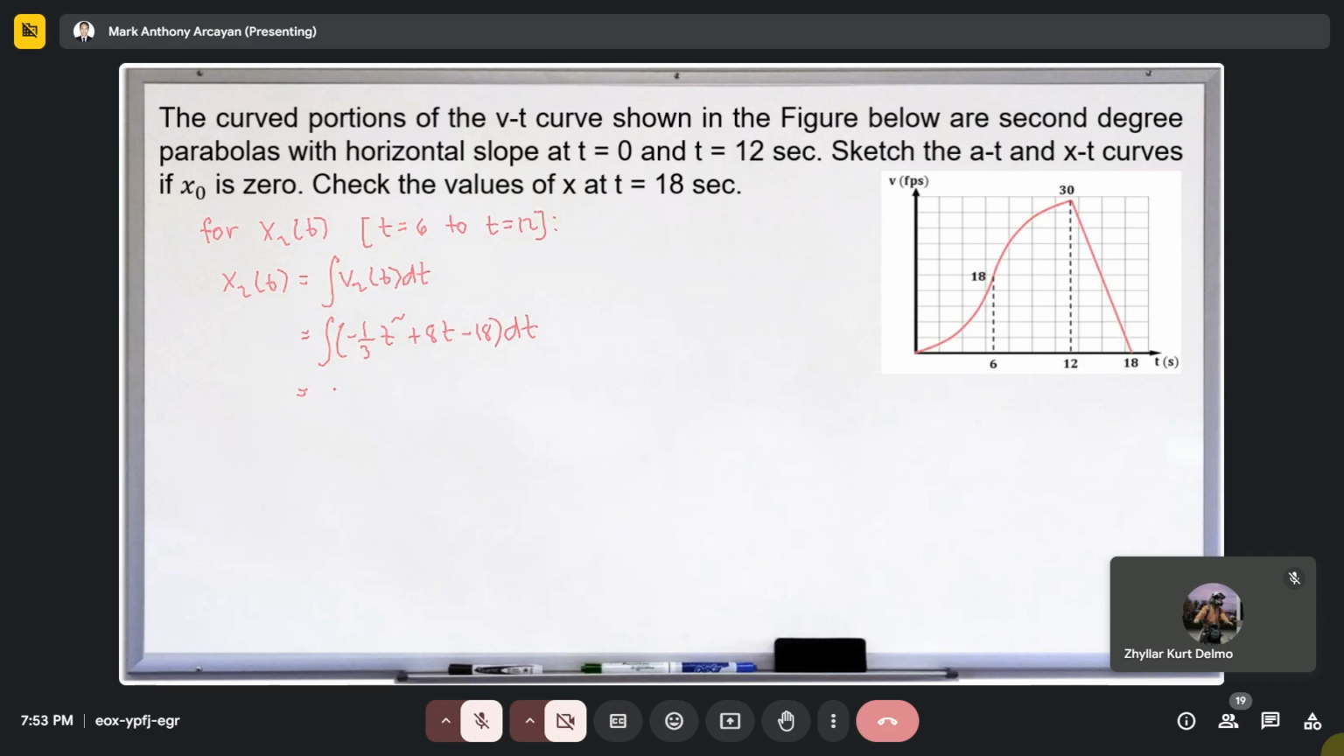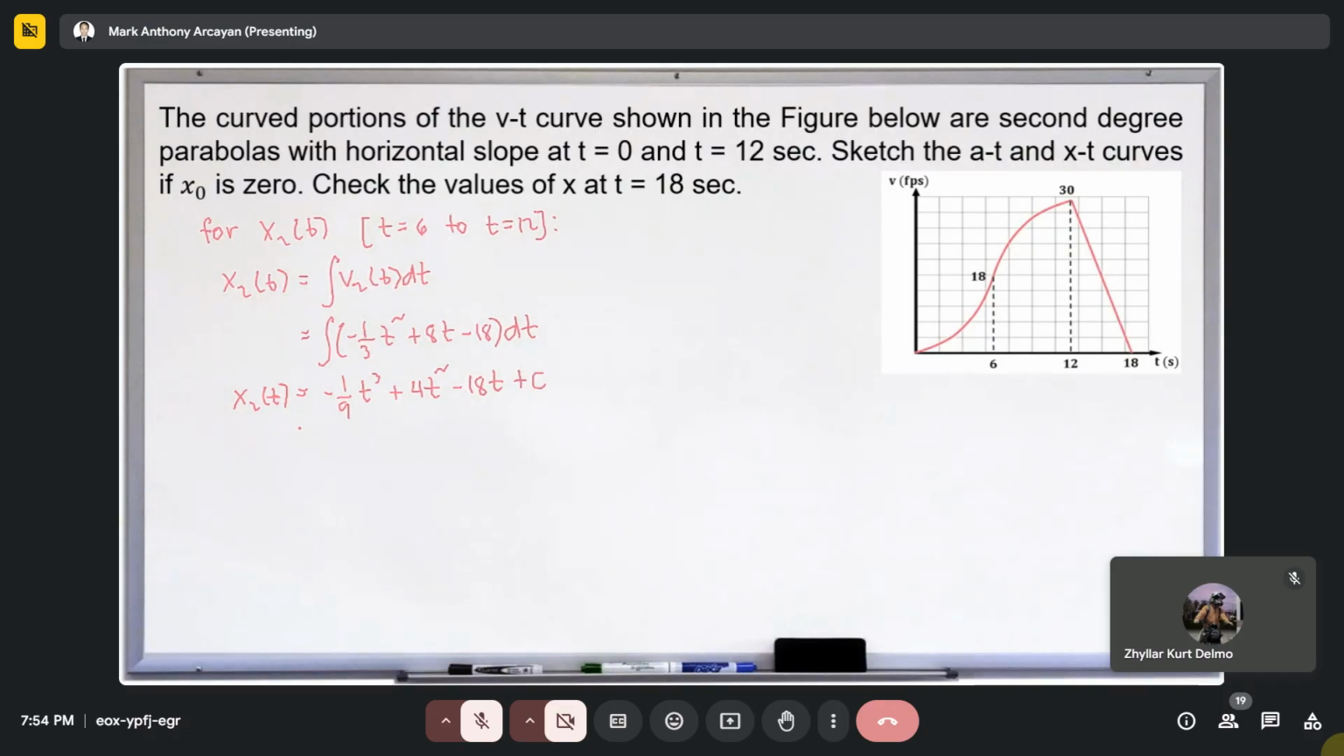Let's integrate this. We have negative 1 over 9, because applying the power rule, t cubed. Then plus 8t squared over 2, so that's 4t squared, and then minus 18t plus a constant. Kindly spot the error if ever I committed some error during the solution process. Okay, this would be the partial function of our second displacement.